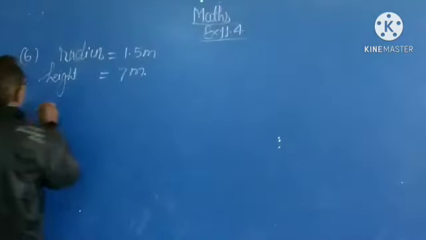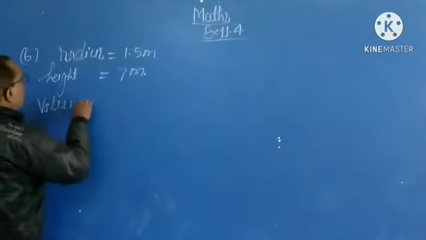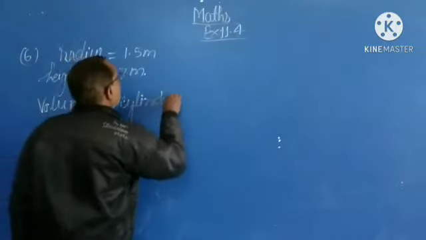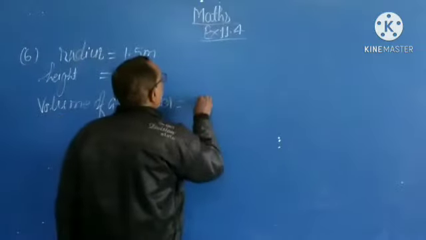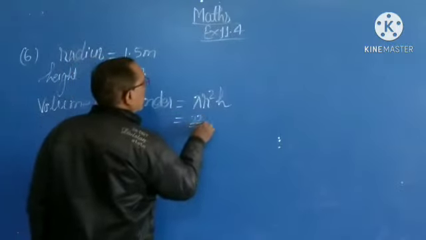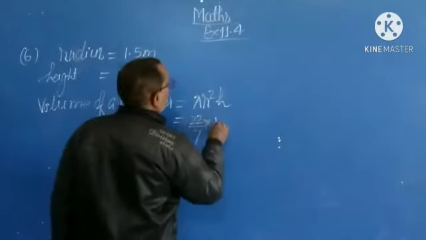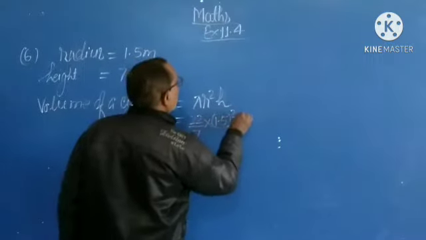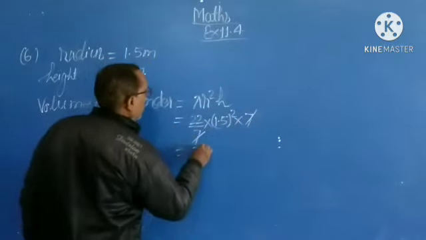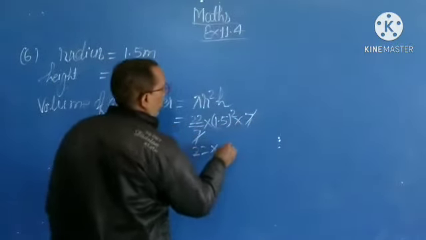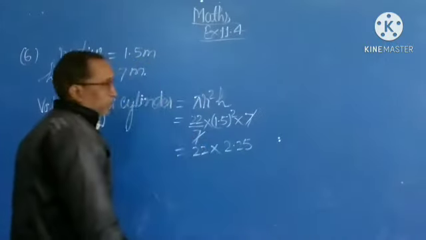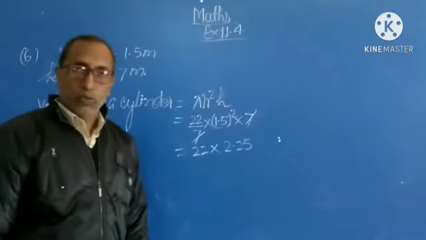You find the volume of a cylinder, which is equal to pi r square h. Then 22 by 7 into r, 1.5 square into h, 7. 7 is cancelled here. You get 22 into 1.5 into 1.5, that is 2.25. When you multiply 1.5 into 1.5, you get 2.25.